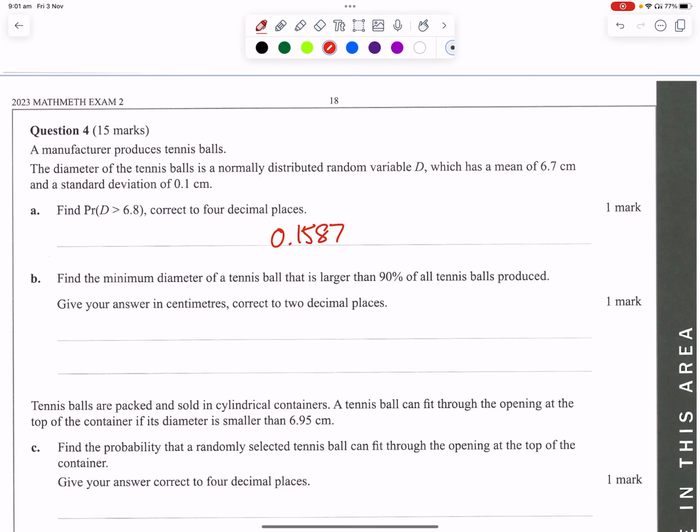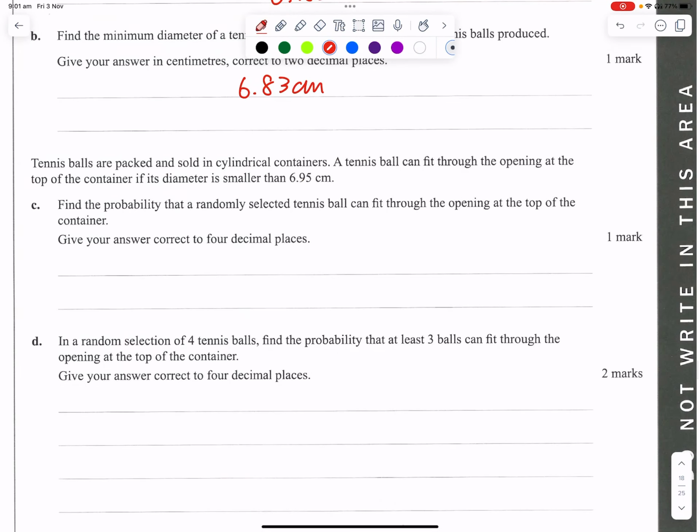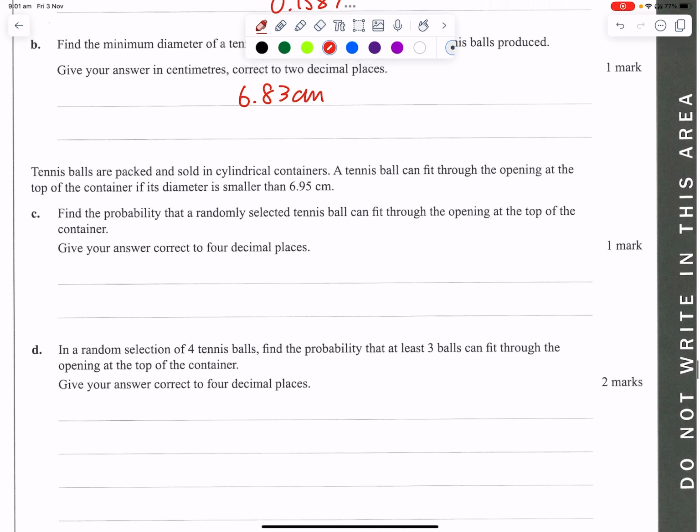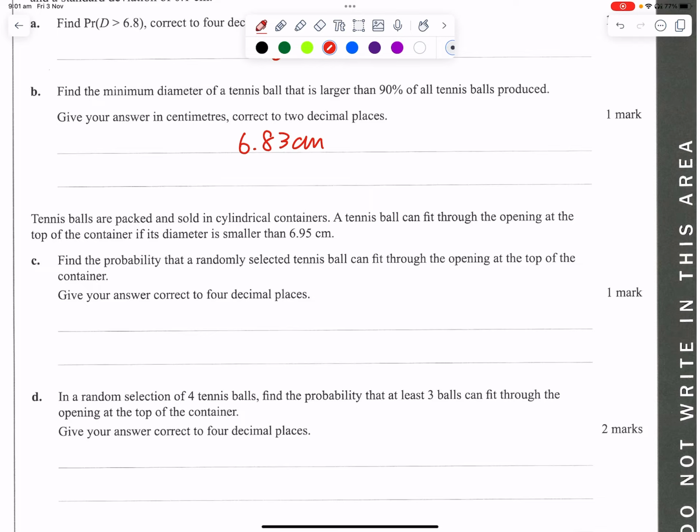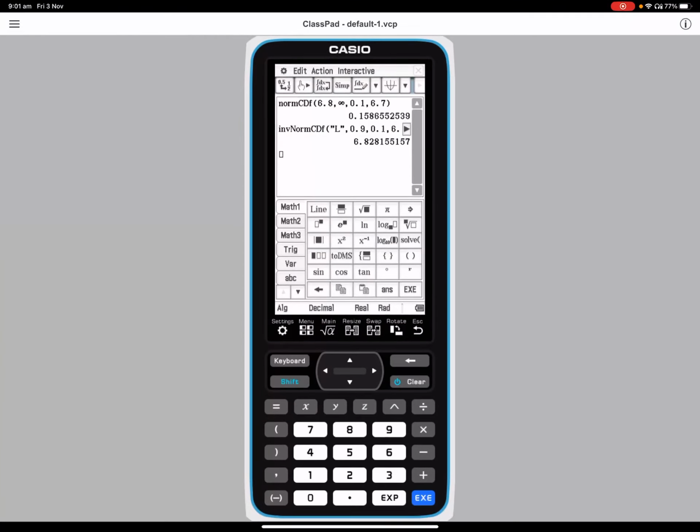6.828. 6.83 centimeters. They're packed in solid cylindrical cans. A tennis ball can fit through the opening at the top of the container if it's smaller than 6.95. So we want to know the probability it's less than 6.95.